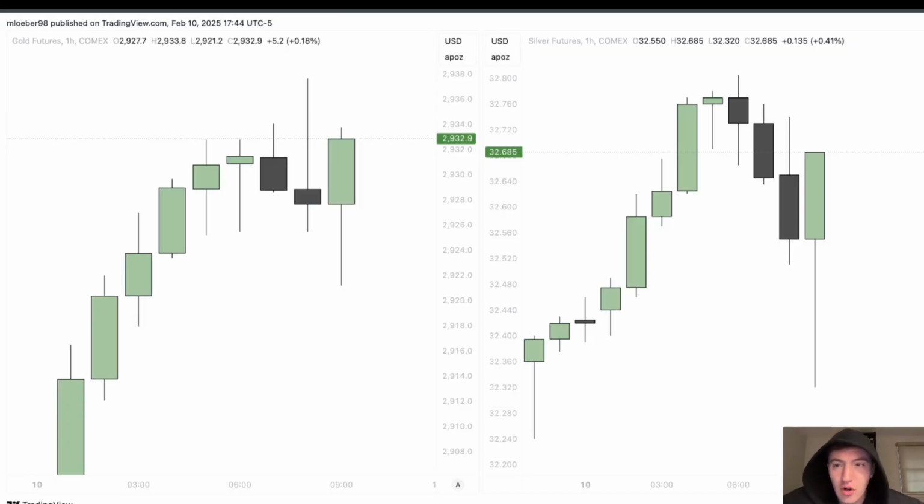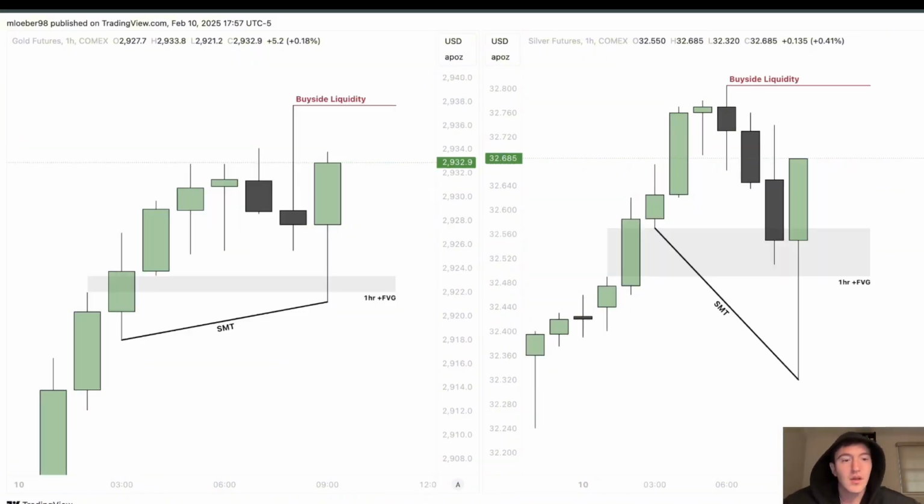Starting off with blank charts like we usually do, I want to test you guys just to see if you already have the analysis prepped before I even show my annotations. So pause the video before I show my annotations on the next slide, between gold on the left and silver on the right.